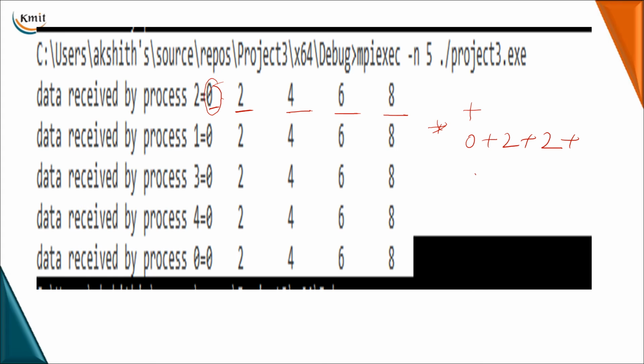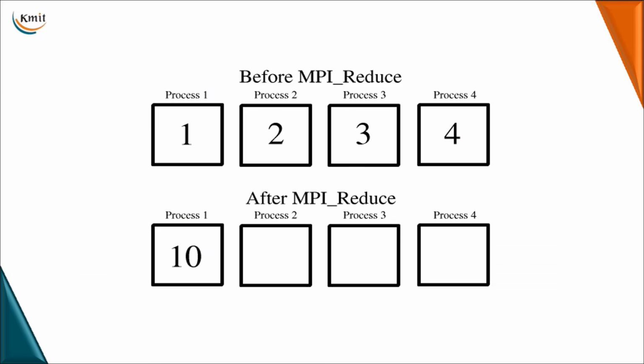So in the code you just replace your star operator with d is equal to 0 plus the rank value, or this is rank value plus 0. Rank value plus 0, and these are all the values. So all the values are gathered up in each and every process.